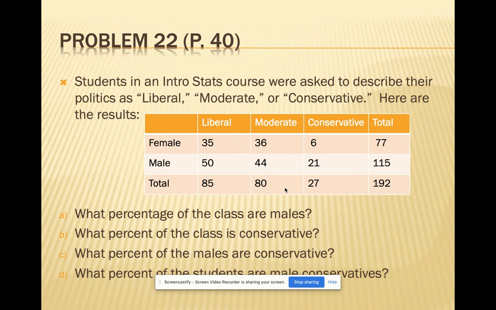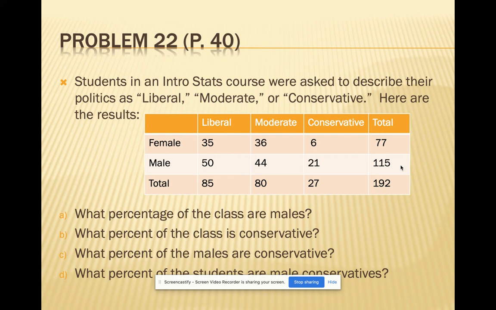All right. So here on the next example, we are going to look at a contingency table, a two-way table, where students were asked to describe whether they consider themselves liberal, moderate, or conservative, and their genders were recorded as well. And so 192 students participated in the survey, and among them, 85 were liberal, 80 were moderate, 27 were conservative, 77 were female, and 115 were male. So let's analyze this a little further.